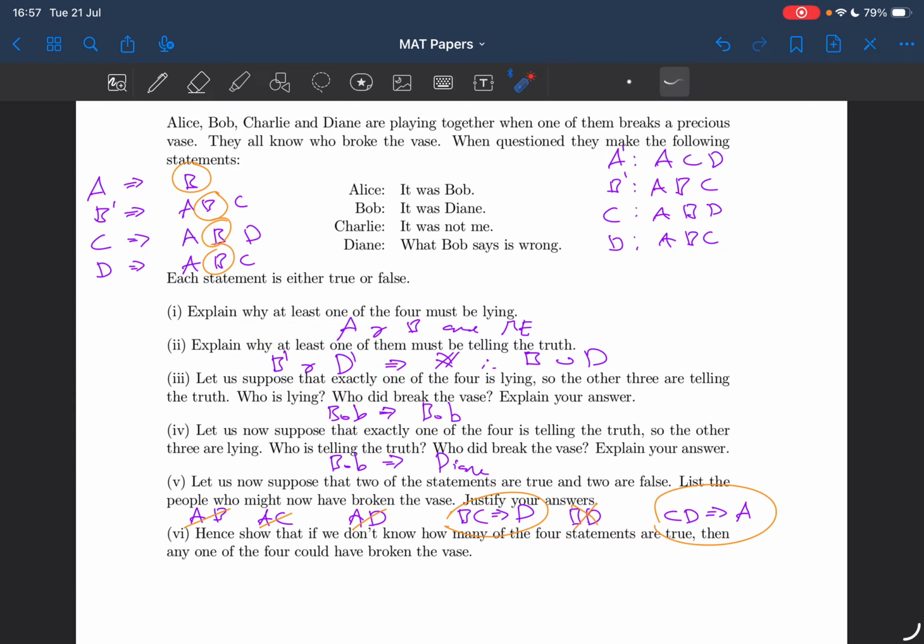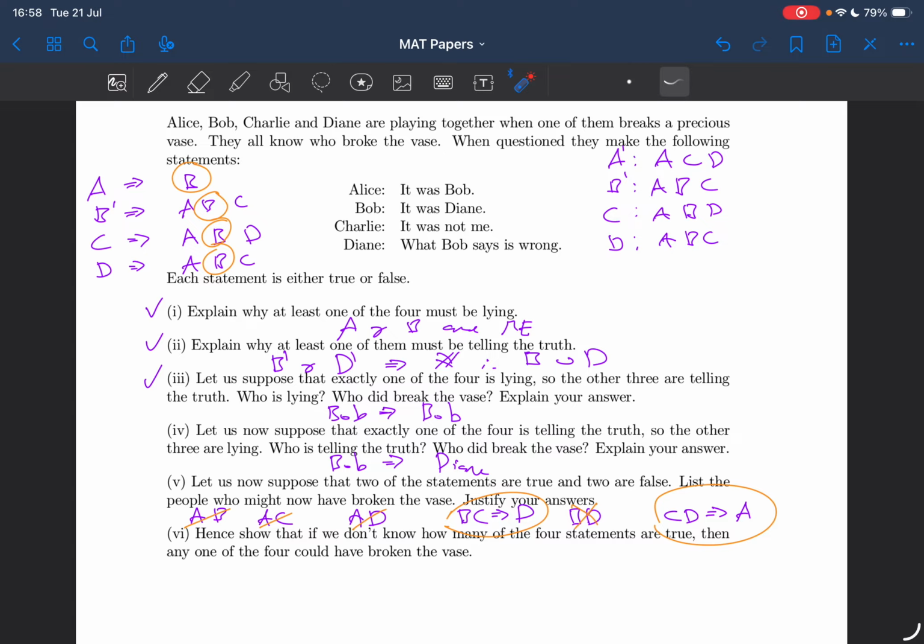Part 3, we have Bob. Bob is the liar, hence Bob is lying. Bob is the liar. Yep, that's good. Let's actually tick these off maybe. So tick, tick, tick. Part 4, we want Bob tells a lie so that we know that Diane broke it.